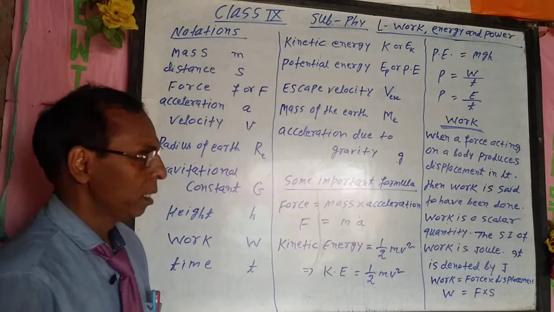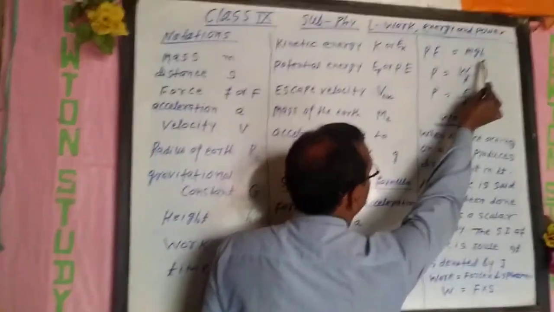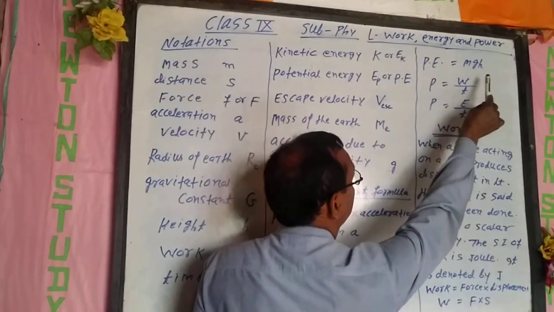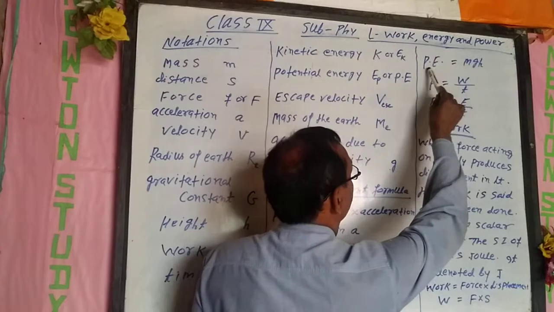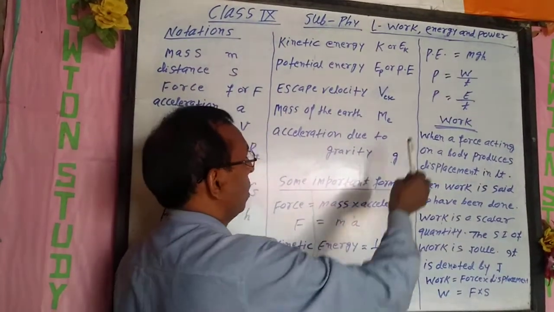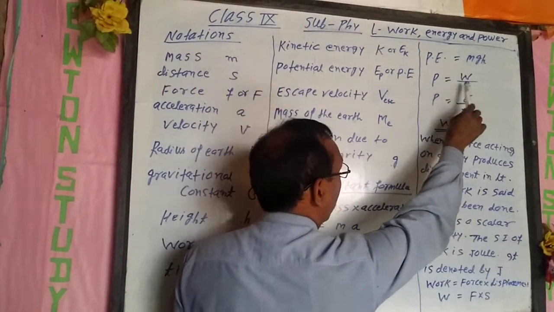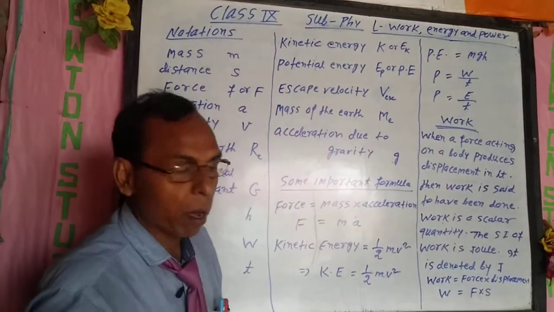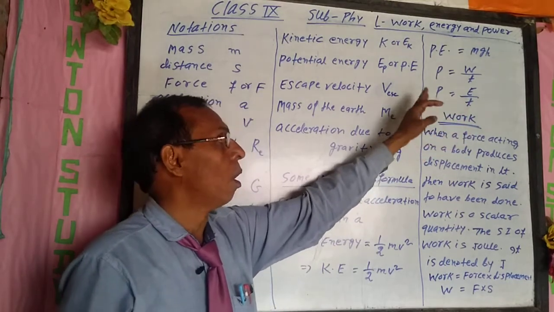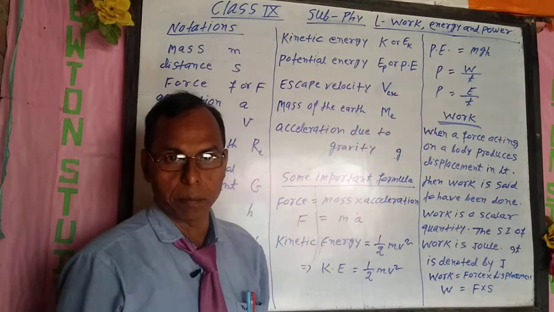Potential energy is equal to mgh. m is mass, g is acceleration due to gravity, h is height. Power is equal to work by time, or power is equal to energy by time.